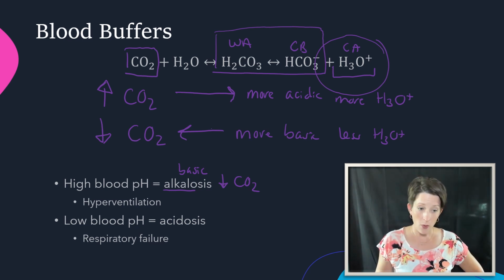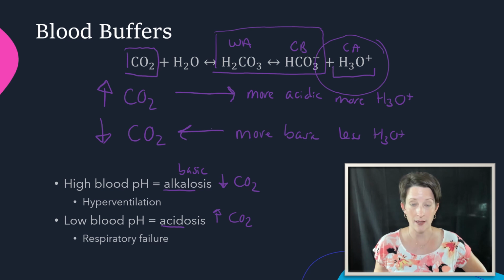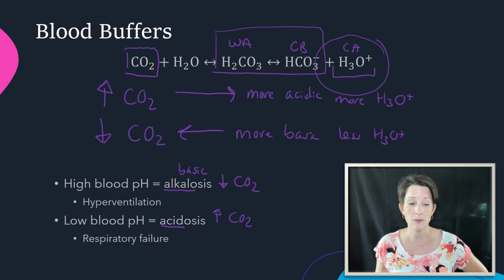If you have a low pH, that means you have too much CO2 in the system, and you're going to get acidosis. This means we're not exhaling CO2 fast enough to push the equilibrium back. So this is going to occur during respiratory failure.